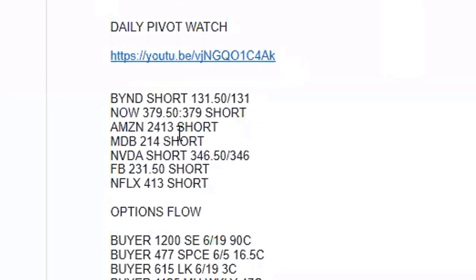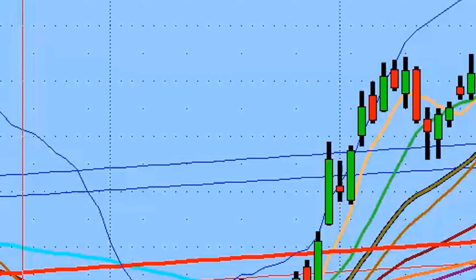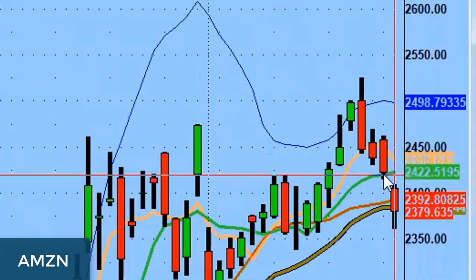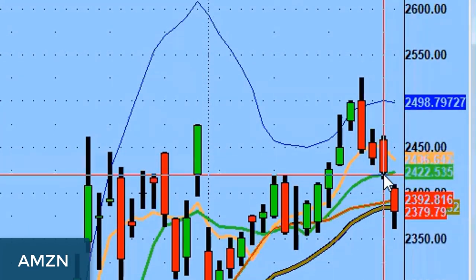Amazon, 24.13 short, right? Does everybody understand why Amazon 24.13 short, right? Does everybody understand why 24.13 was yesterday short, right, on the watch list? Because the low yesterday was 24.14, okay? But again, keep this in mind, okay?